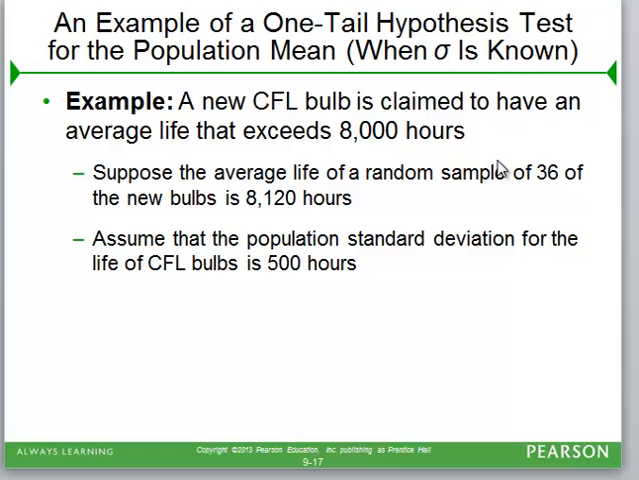Example: a new CFL bulb is claimed to have an average life that exceeds 8,000 hours. Suppose the average life of a random sample of 36 of the new bulbs is 8,120 hours. Assume the population standard deviation for the life of this kind of bulb is 500 hours. So we're going to make a statement about the population mean, which is that average life exceeds 8,000 hours. We take 36 samples, and we found the sample mean is 8,120. The sample mean is greater than the population mean, so we want to know if the population mean now is more than 8,000 hours.